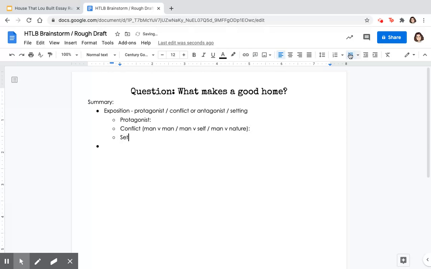Lastly, you need to know where the story is set. This will include its place as well as its time. Go ahead and take some time to fill this out.